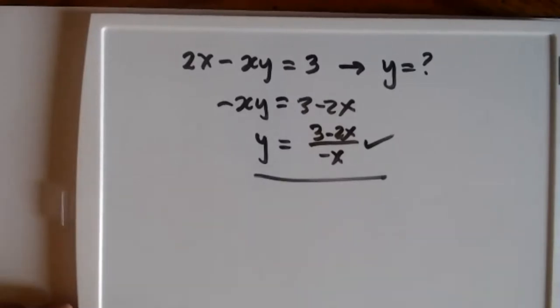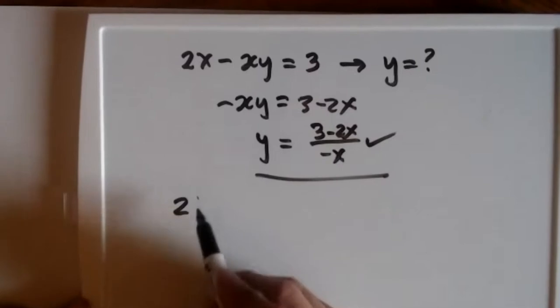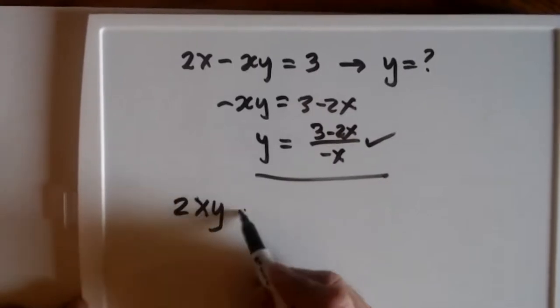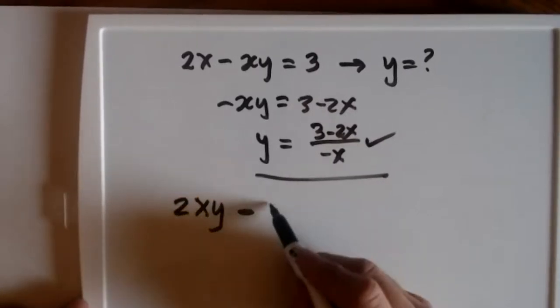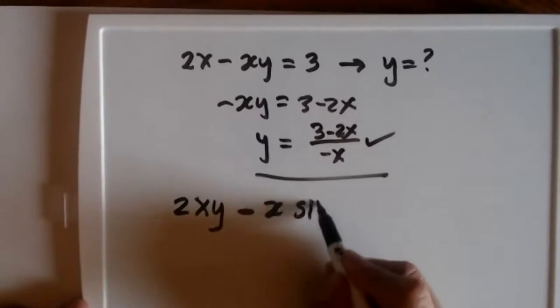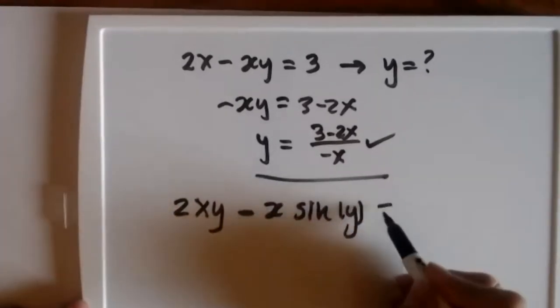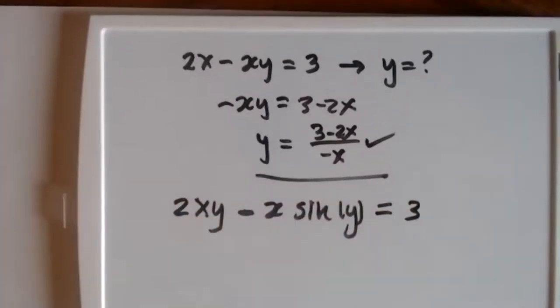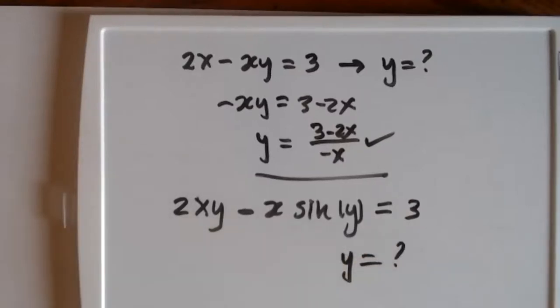Now let me just put this one in the worst way: 2xy minus x sine of y equals 3. Now the y is inside the sine and the y is with the x. So this is impossible to set as y equals. There is no way to move it, right? There is no way to solve.